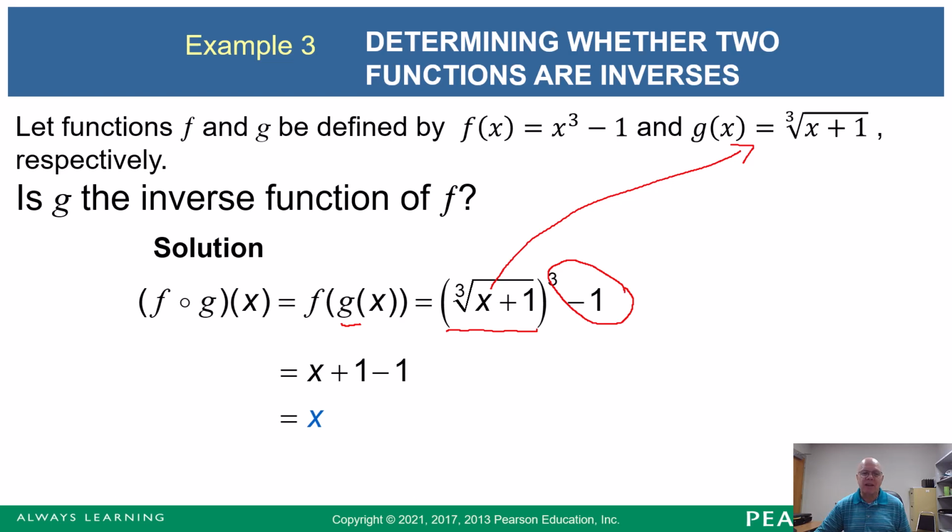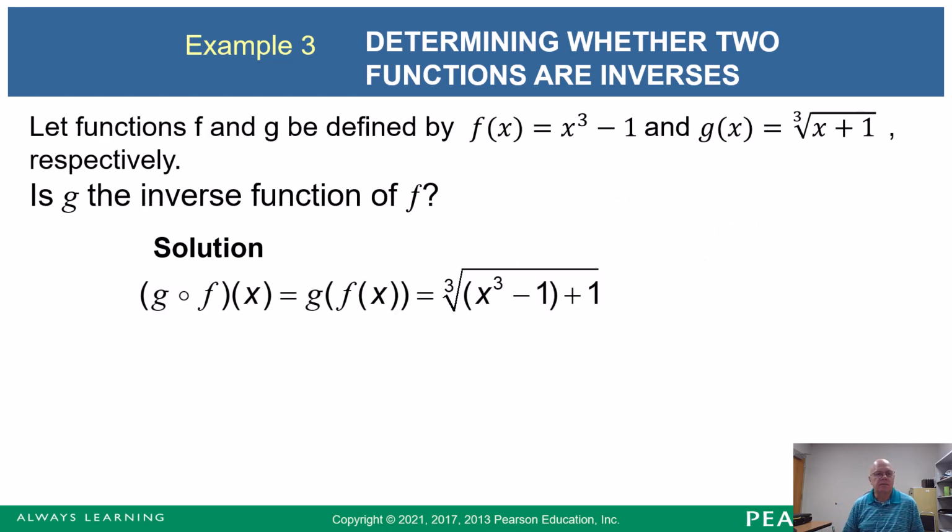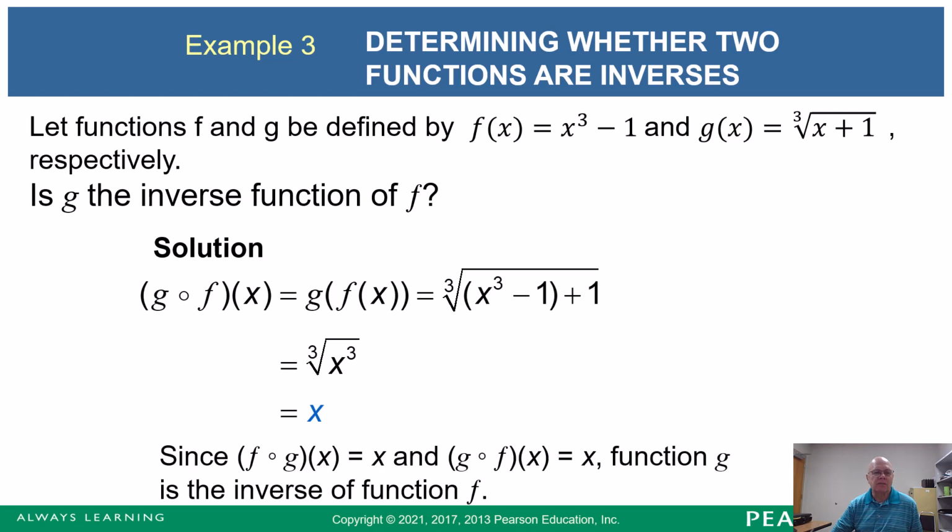It's promising, but we have to try it in the other direction. We have to try g of f of x and see if that gives us an x as well. So we'll try it the other way. Simplify, and there's our identity function. We've proved it both ways, so it's a one-to-one, an inverse function.